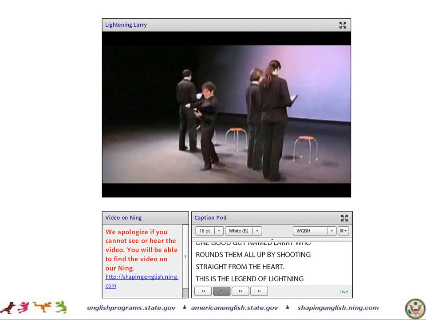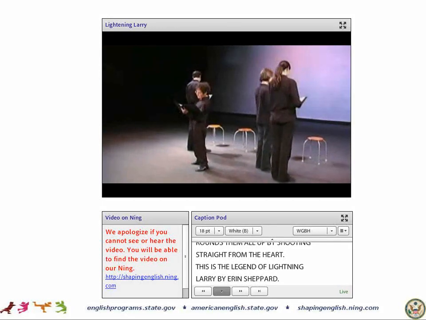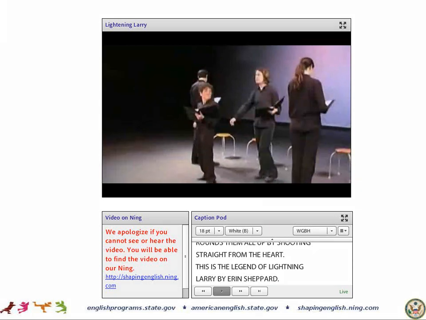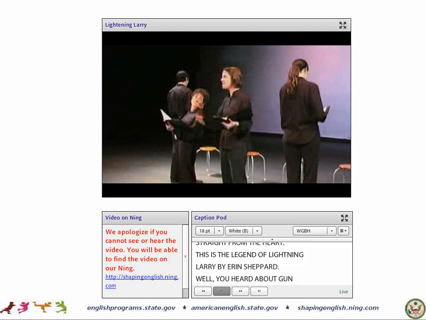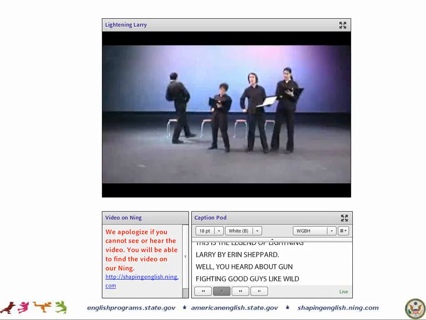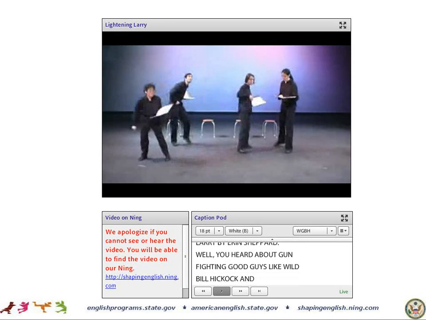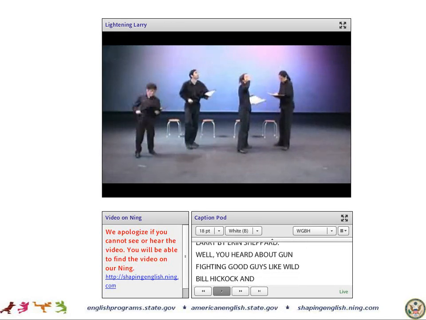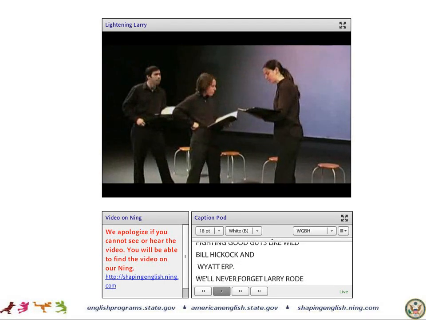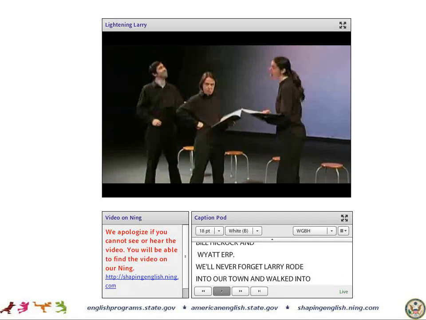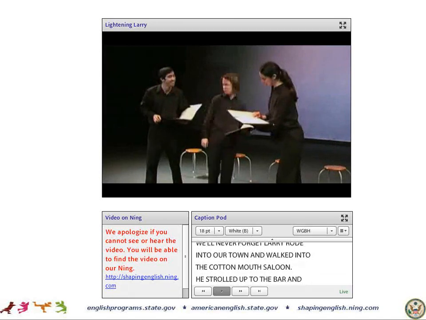Well, you've heard about gunfighting good guys like Wild Bill Hickok and Wyatt Earp. But we'll tell you a name that strikes even greater fear into the hearts of bad men everywhere. Lightning Larry. We'll never forget the day Larry rode into our little town of Brimstone and walked into the Cottonmouth Saloon. He strode up to the bar, smiled straight at the bartender, and said, "Lemonade, please." Why, every head in the place turned to look.